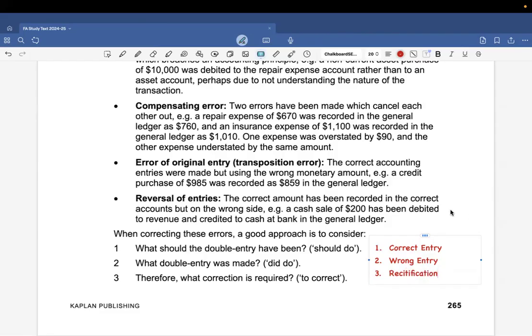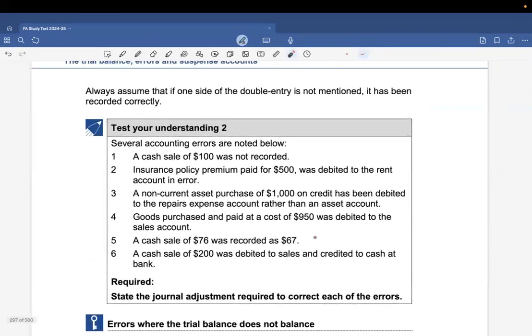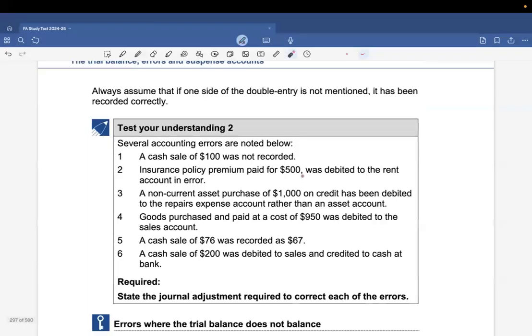So when you are going to correct an error, the first thing you notice is what is the correct entry that should have been passed. The second thing you look at is what entry they have actually recorded. The third thing you do is rectify the errors that they have committed. In this case, this is the simplest one.